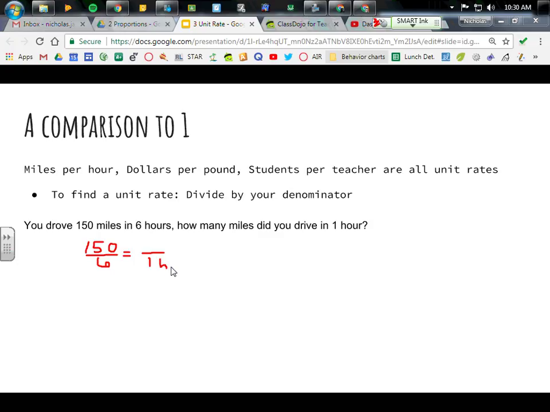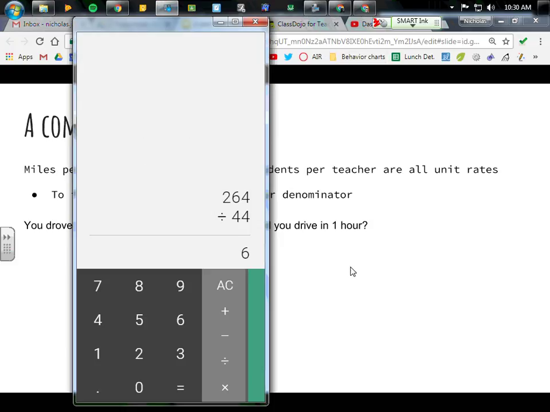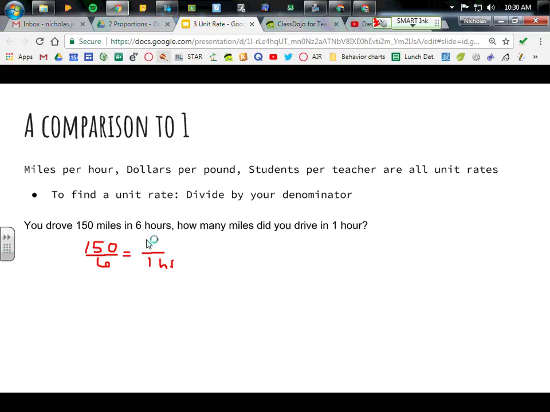So in 1 hour, what is 150 divided by 6? Let's go ahead and do that here. 150 divided by 6 is 25. So you're driving 25 miles per hour, which, yes, I understand is pretty slow. That's not the point. All right, here's another example.